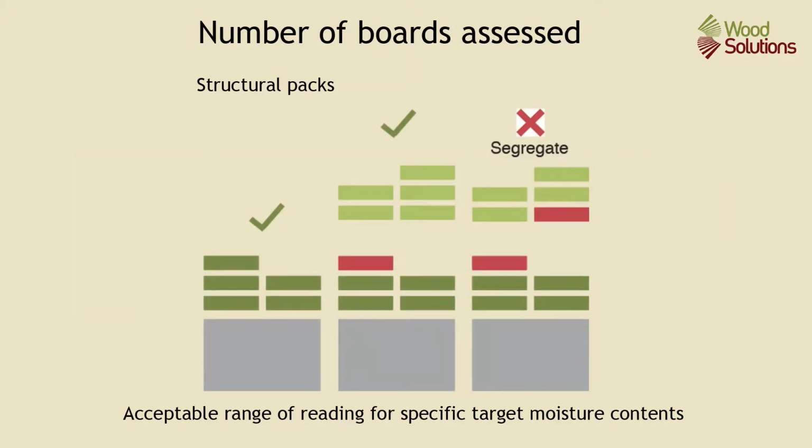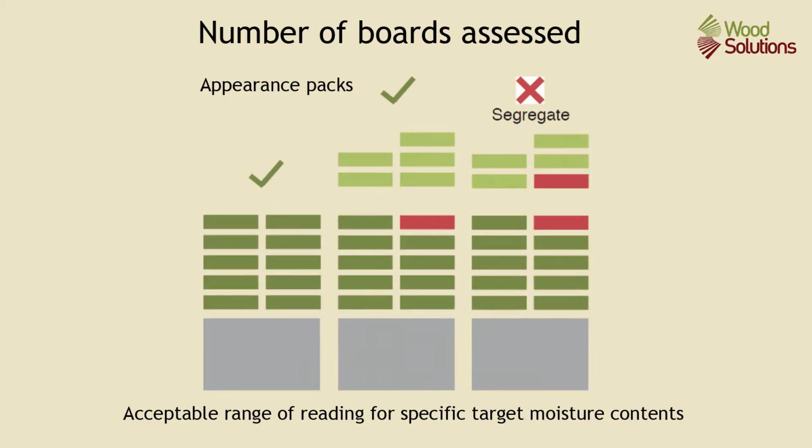Assessments need to be made of the number of boards in each pack and the number of packs in each delivery or load. For a structural pack of boards delivered from a regular supplier, you should test at least 5 separate boards. These can be tested through the plastic on the tops or the sides. Ideally, all 5 readings should be within the target moisture content range. If one reading is outside the range, test another 5 boards. If there is still only one reading outside the range, the pack passes the test. If 2 or more of the readings are outside the range, then segregate the pack and generate feedback.